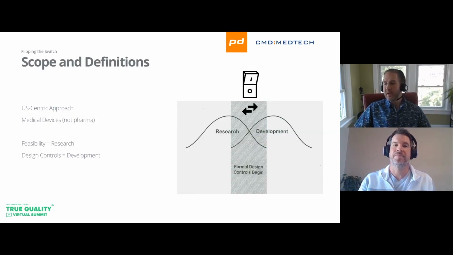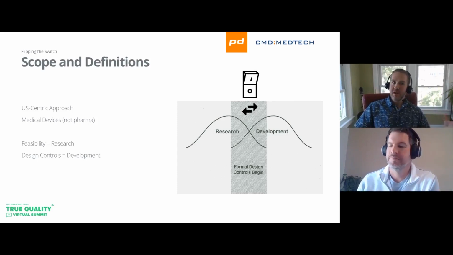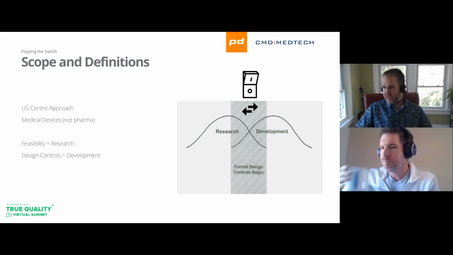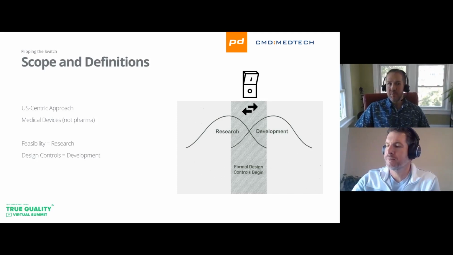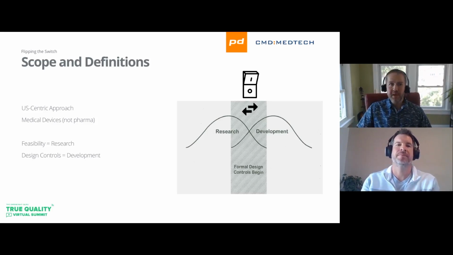All right. So before we get too far into the conversation, I want to talk a little bit about the scope of what we're going to talk about. So, first of all, this presentation has a U.S.-centric approach, but I think a lot of these concepts can be applied to developing a medical device worldwide. So, particularly in the EU.